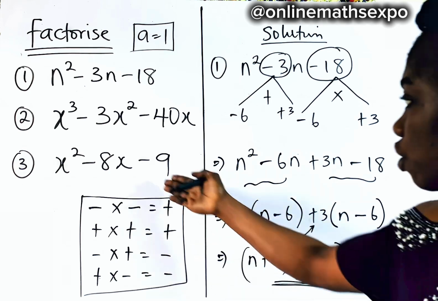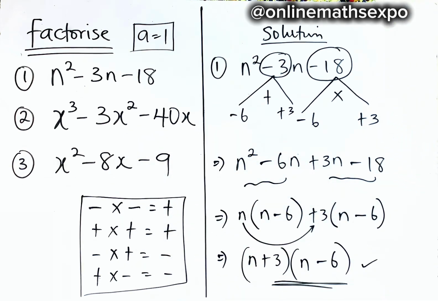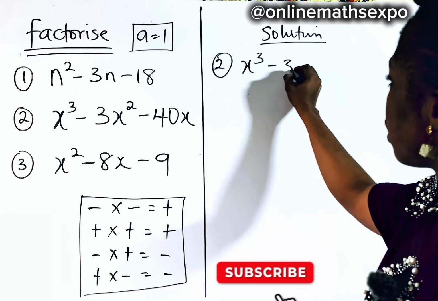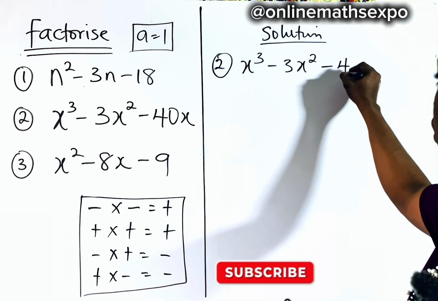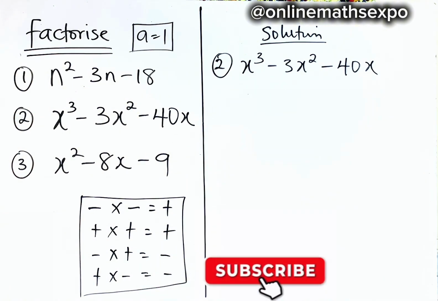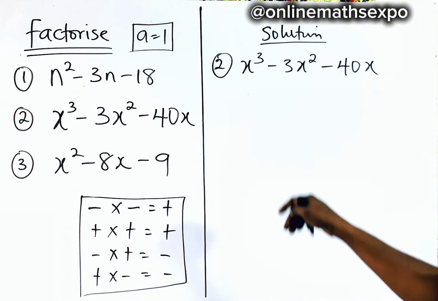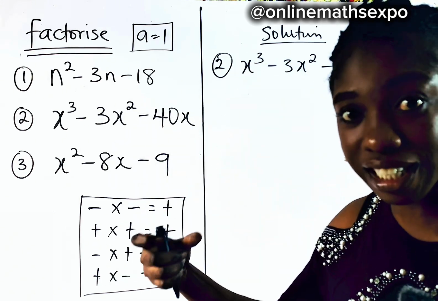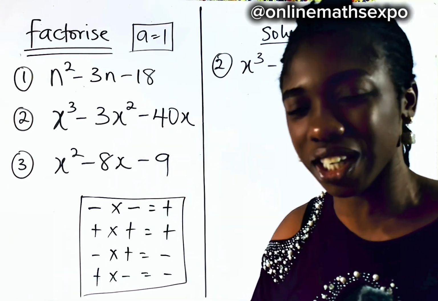Now let's quickly go to the second example. For the second one, we have x cubed minus 3x squared minus 40x. Now, this is not quadratic. You observe that the highest power of x is 3. It's no longer quadratic. It becomes what we call cubic.